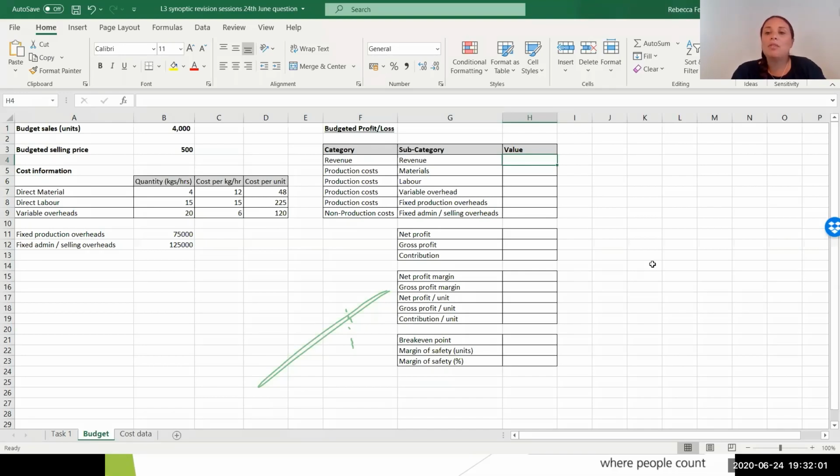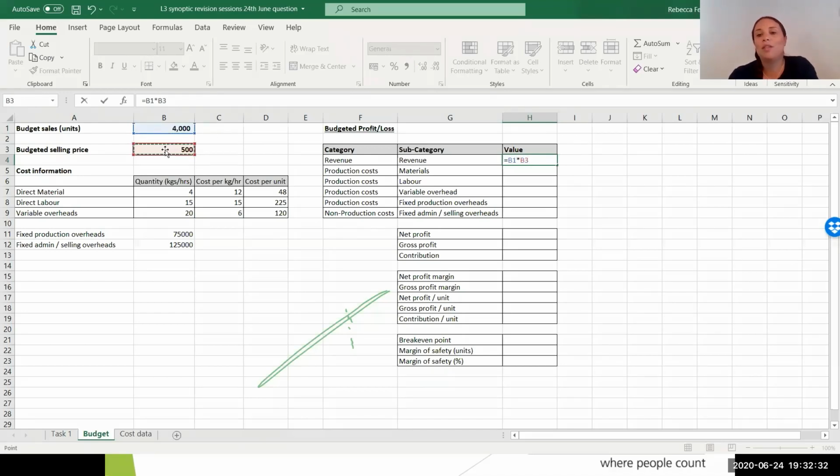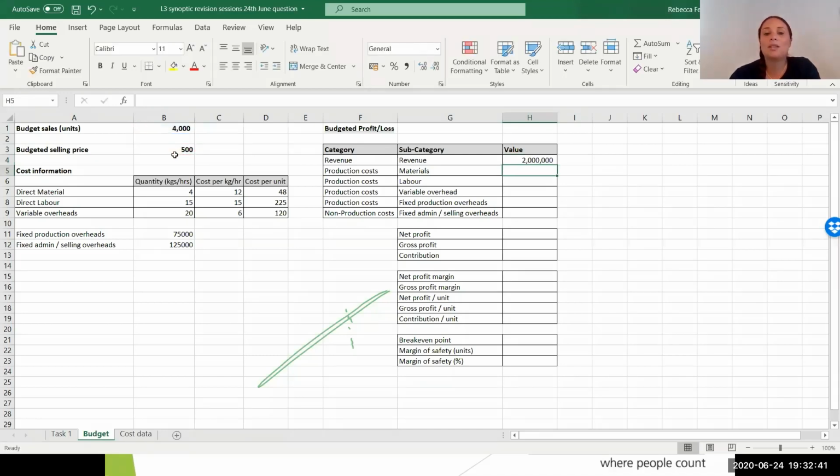So for our revenue then, how did you calculate your revenue? What two numbers did you multiply? Good, lots of correct answers coming in, perfect. Well done guys, absolutely correct. So for our revenue, we needed to multiply our budgeted sales units, so how many we expected to sell, by our budgeted selling price. So lots of you have given me the correct answers in different formats, which is absolutely brilliant. But I'm going to multiply my number of sales by the selling price, which means I would expect to have made £2 million of revenue.